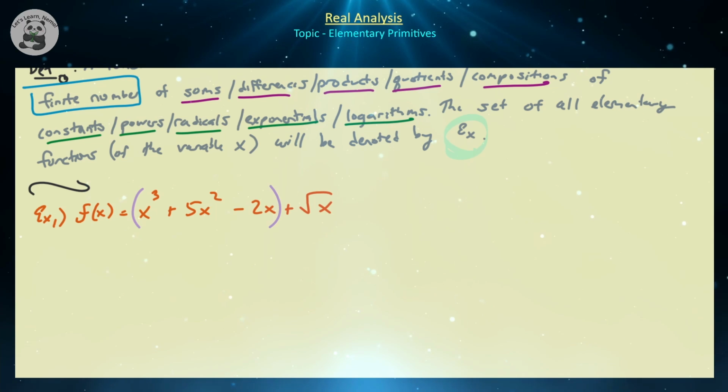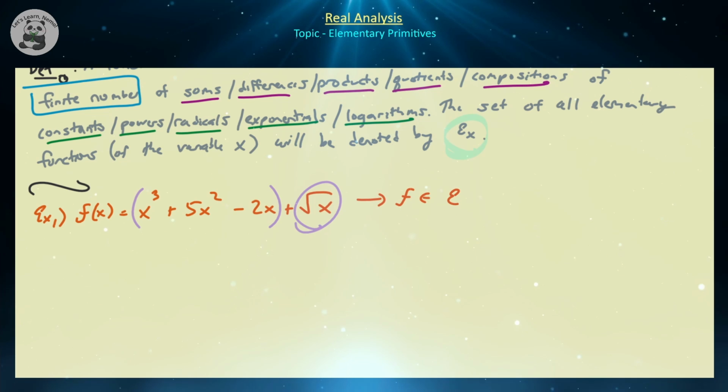We have a bunch of power functions, which is technically a sum of monomials, so that obviously is an elementary function. We also have a radical here, so that's elementary. And obviously that is a finite sum of elementaries, which is an elementary function. So we clearly see that f is an element of this set. Let's look at another function.